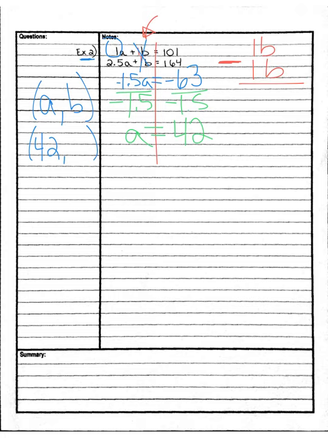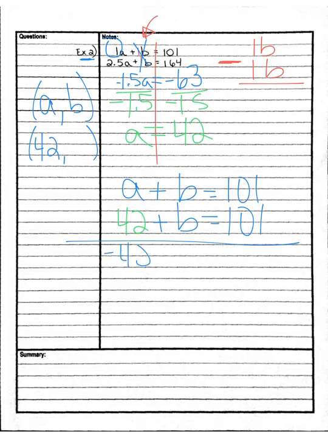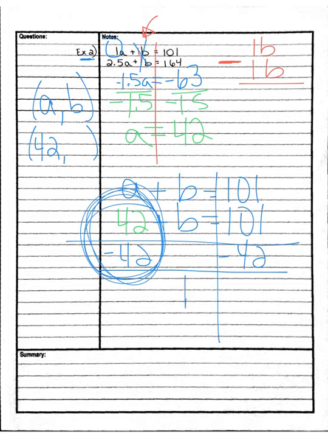Well, I'm going to use that top equation that says A plus B equals 101. We know A is 42, so I'm going to put a 42 in for the A. And in order to get the B all by itself, we're going to subtract 42 from both sides. So this is 0. And I have B equals 101 minus 42 is a 59.